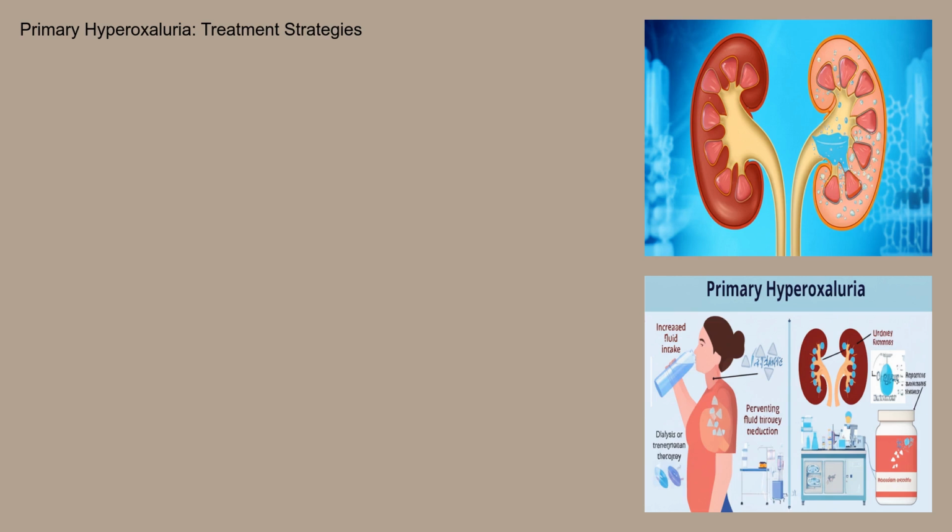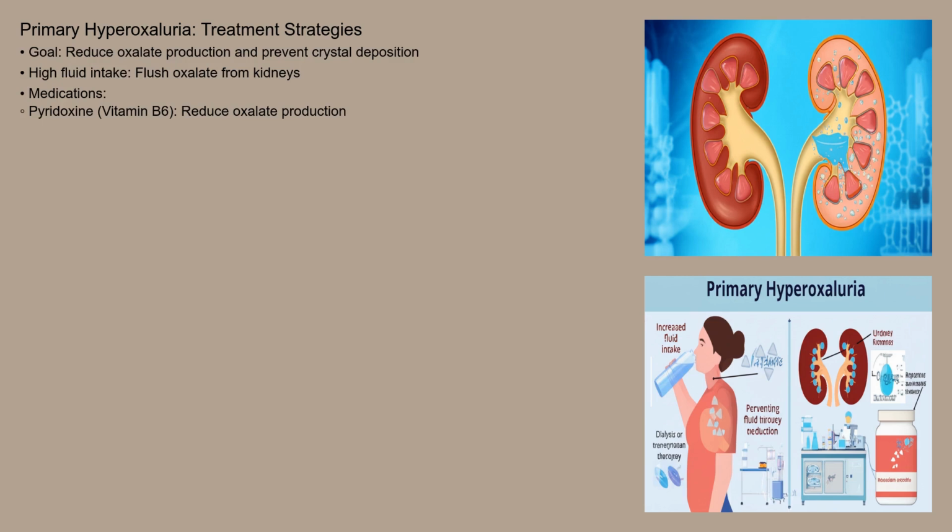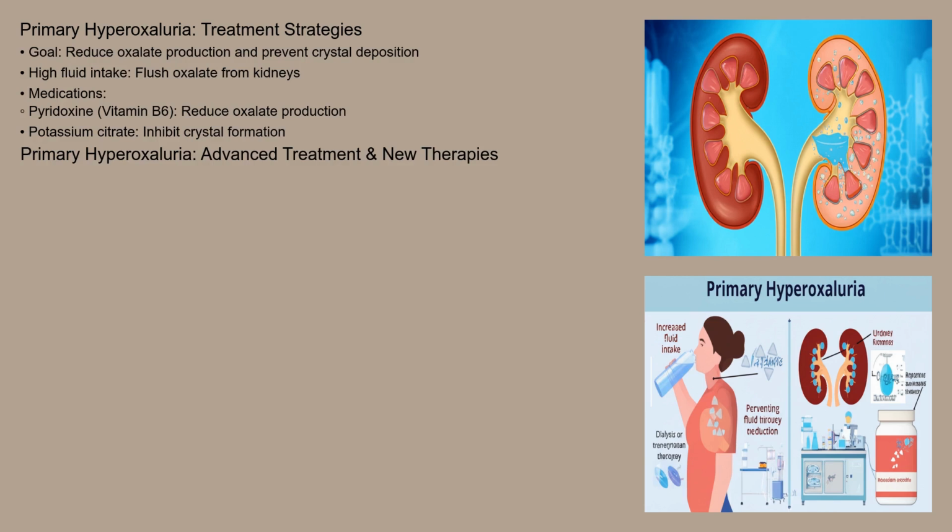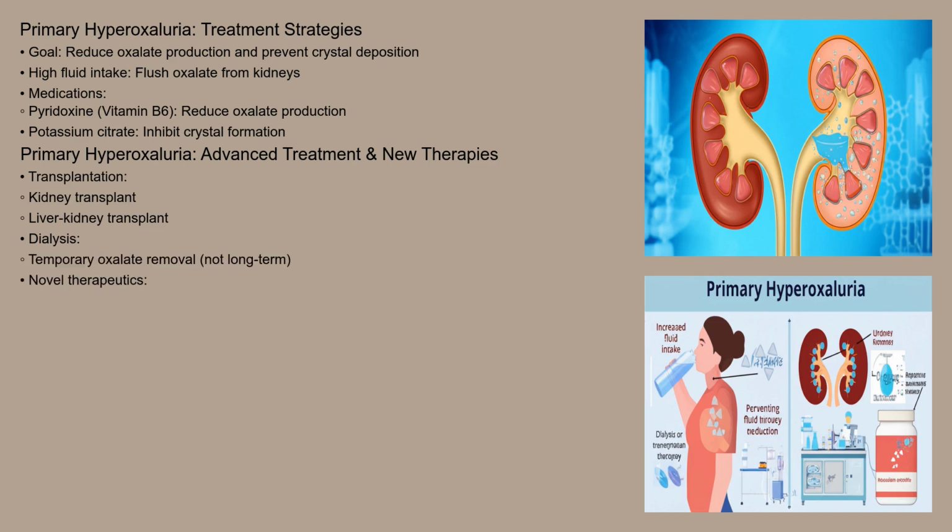The goal of treatment for primary hyperoxaluria is to reduce oxalate production and prevent oxalate crystal deposition. Treatment options include high fluid intake to flush out oxalate from the kidneys, medications like pyridoxine, or vitamin B6, to reduce oxalate production in some individuals, and potassium citrate to inhibit calcium oxalate crystal formation. In advanced cases, kidney transplantation or liver-kidney transplantation may be necessary. Dialysis can help remove oxalate from the blood temporarily, but it's not a long-term solution. More recently, RNAi-based therapies and other novel therapeutics are becoming available to reduce oxalate production and prevent kidney damage.